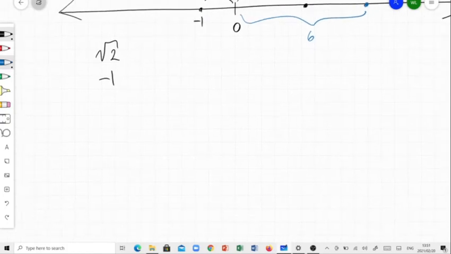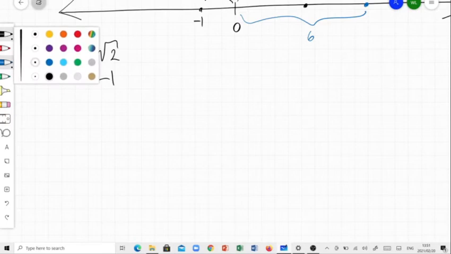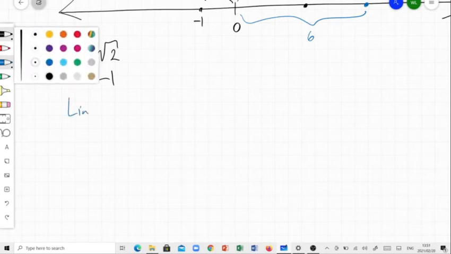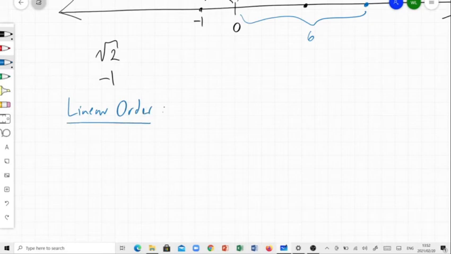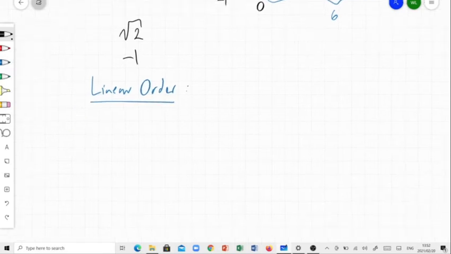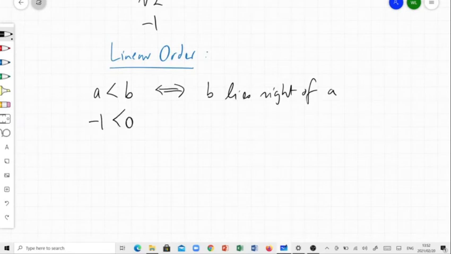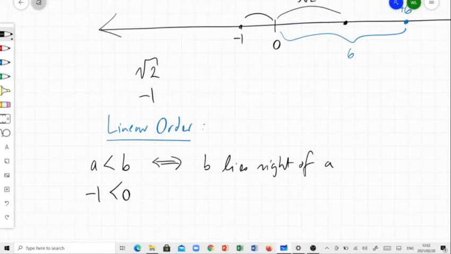Okay, and because of this line, we can then establish order between the real numbers. Okay, and this order will be called a linear order, simply because the order is actually defined by the line. So let me be specific. If I take any two real numbers, A and B, B is bigger or dominates A if and only if, this means it's equivalent to, B lies to the right of A on the line. Okay, nothing more than that. So for example, the only reason why 0 dominates negative 1 is simply because 0 lies to the right of minus 1, nothing more than that.